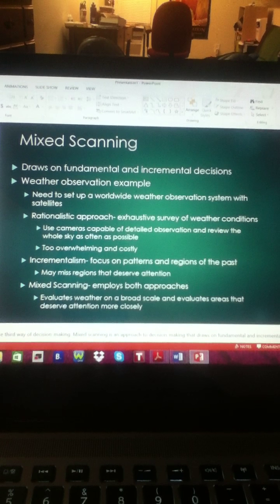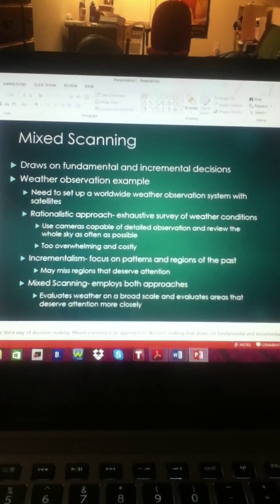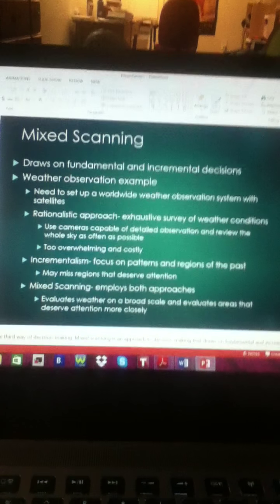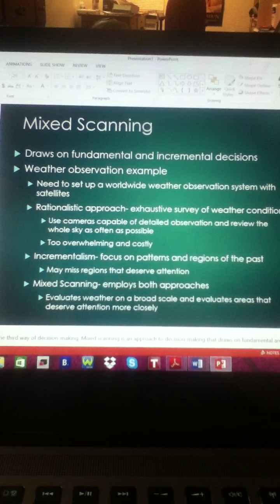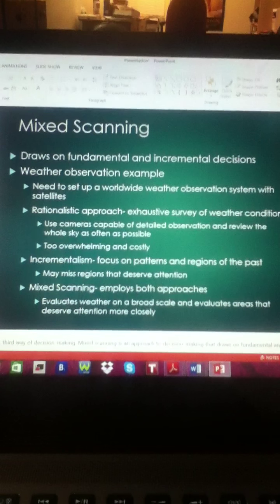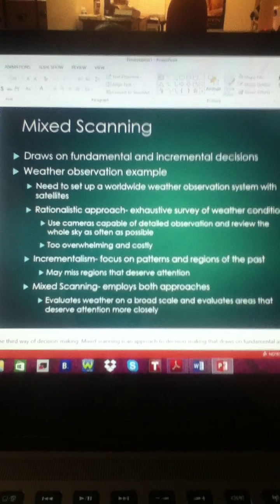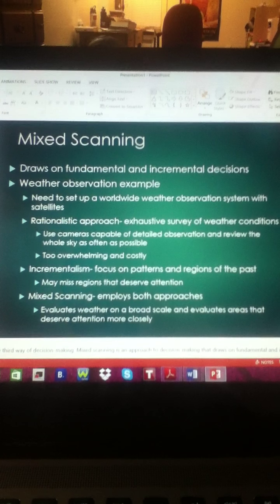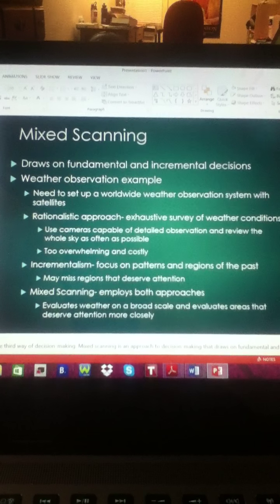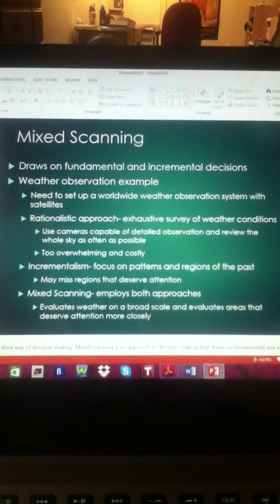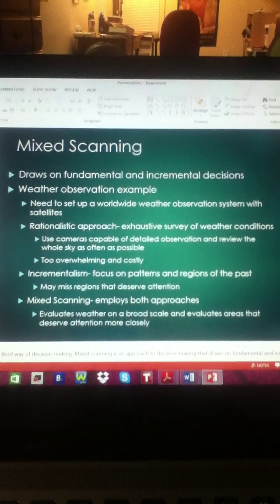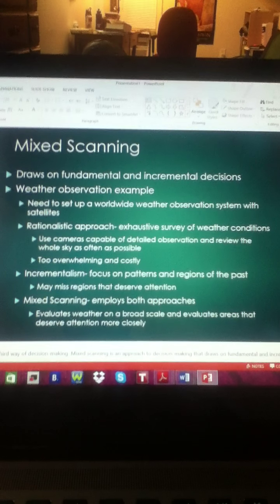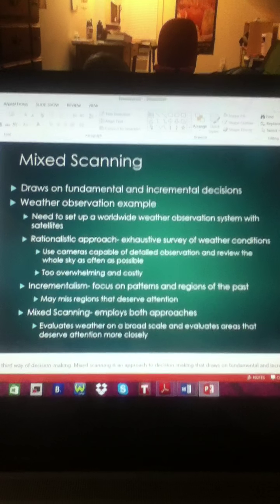Incrementalism would say that we should focus on patterns and regions of the past. A drawback to this would be that we may miss regions that deserve attention. The mixed scanning approach would employ both the rationalistic approach and incrementalism. It would evaluate weather on a broad scale and evaluate areas that deserve attention more closely, thus getting the advantages of both the rationalistic approach and incrementalism.